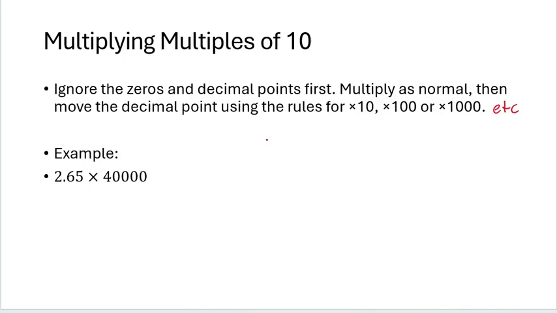Okay. Just to show you all, I'm just going to do 265 times 4. Just multiply like normal. 5 times 4 is 20. Put in the 0, carry the 2. 6 times 4 is 24. Plus 2 is 26. Carry the 2. 2 times 4 is 8. Plus carry 2 makes it 10.